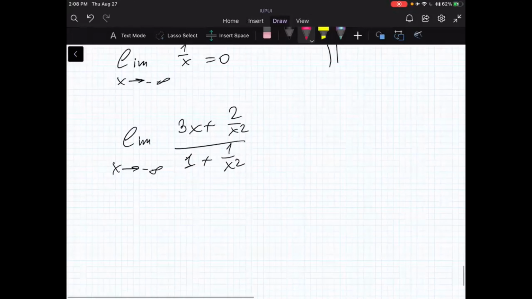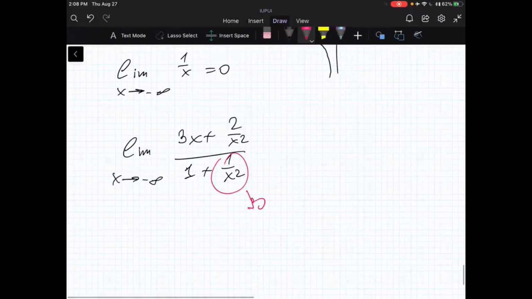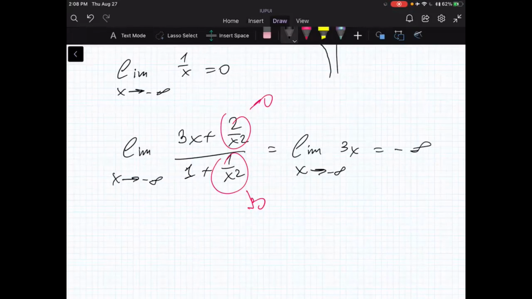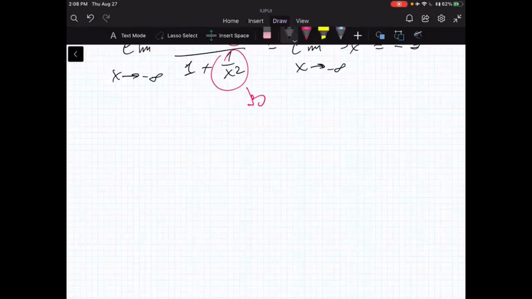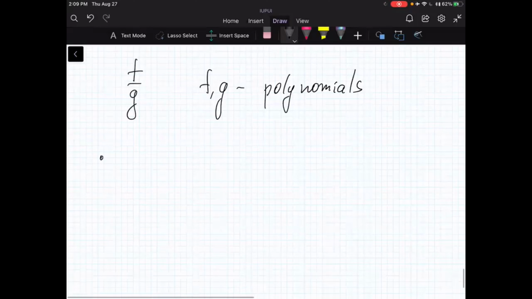So in this case, if I divide by x squared, this goes to 0, this goes to 0, and it is the same as the limit of 3x when x goes to minus infinity. When x goes to minus infinity, 3x goes to minus infinity as well. The point I wanted to mention is that if you have a ratio of two polynomials, then you have three options. Degree of f is equal to degree of g.